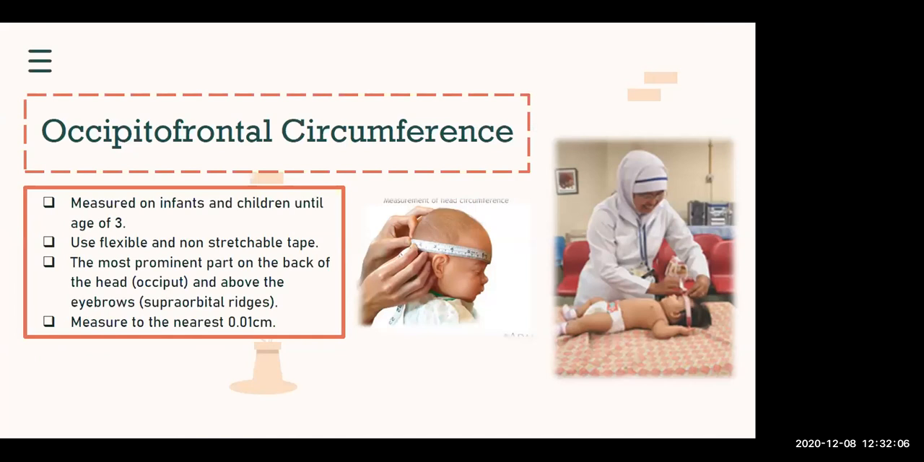We use a flexible, non-stretchable measuring tape. Head circumference is measured over the most prominent part on the back of the head, the occiput, and just above the eyebrows, the supraorbital ridges, as in the photo provided. We record the measurement to the nearest 0.1 centimeter. Next, we finish with the measurement.